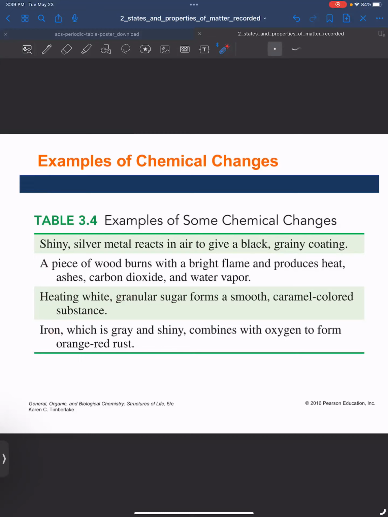Iron metal, which is gray and shiny, combines with oxygen to form orange-red rust. So if you ever see a rusty nail, what's happened to the iron metal is that it's reacted once again with air. That's oxidation. It's reacted with oxygen in the air to form iron oxide, which is that orange-red rust color.